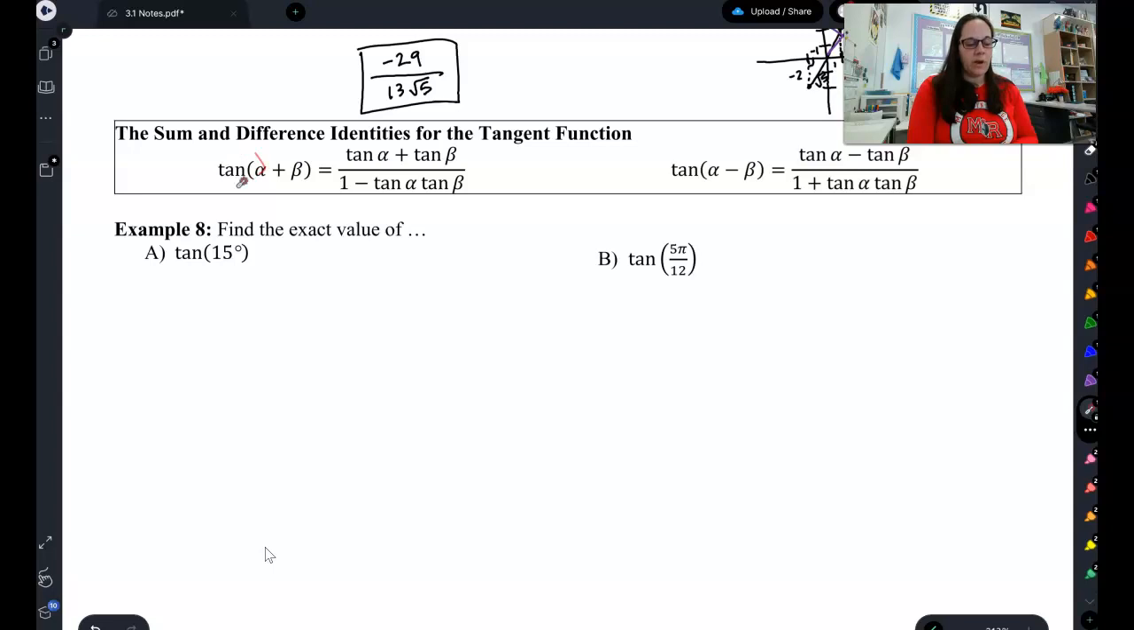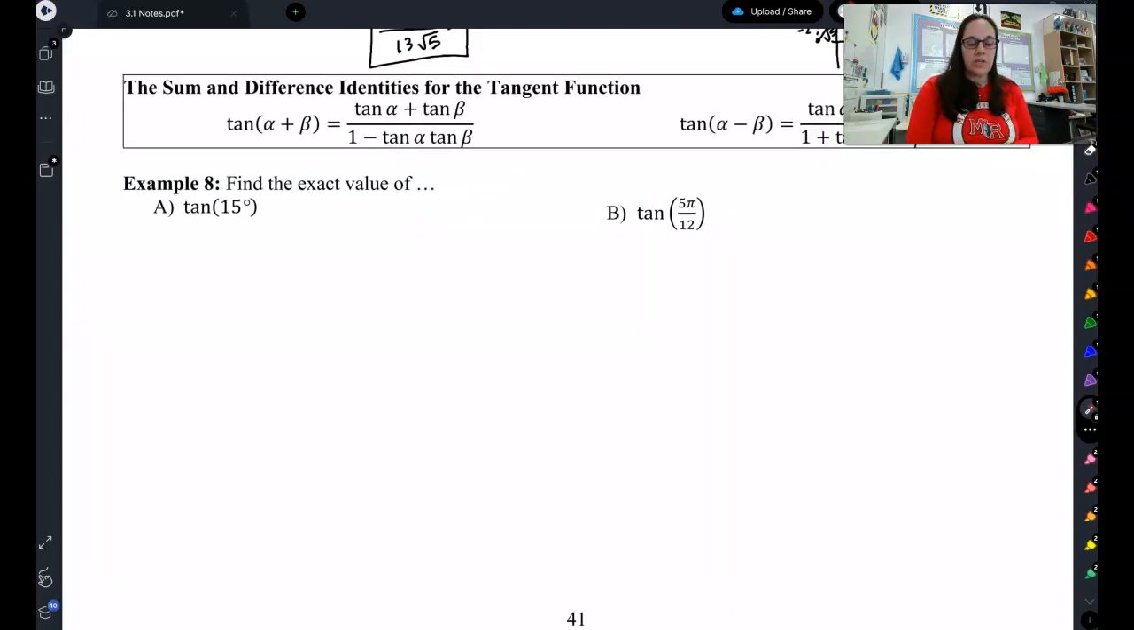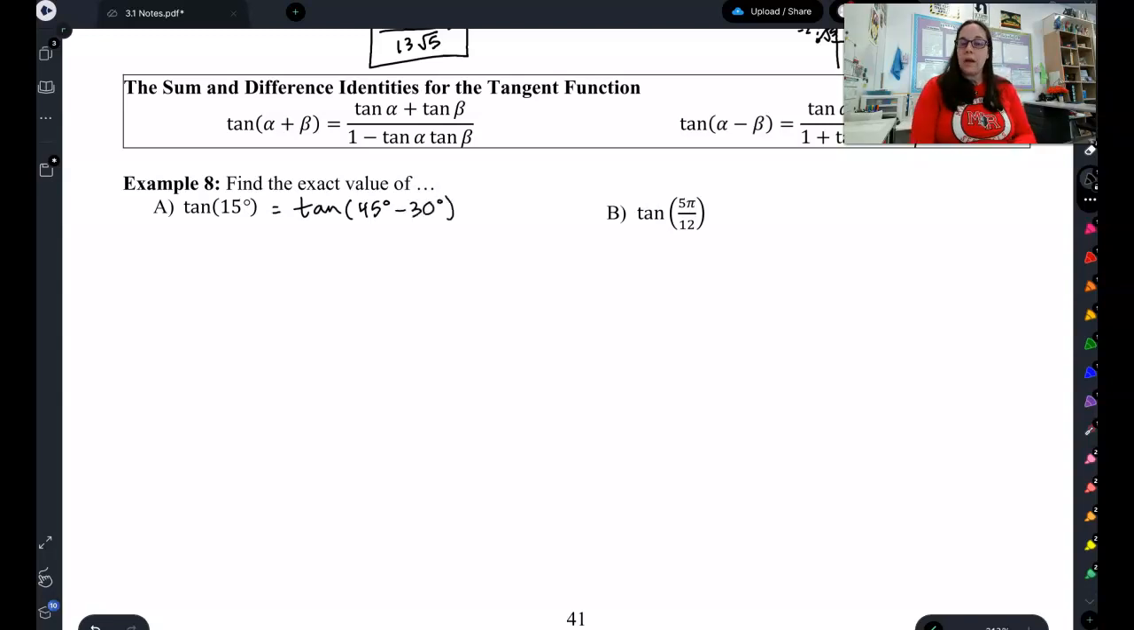So for the numerator, think of kind of distributing it to get the top, and the sign stays the same. Then in the bottom, we have 1, and then flip the sign and multiply those two top values. So let's change tangent of 15 to be tangent of 45 minus 30, and apply this.